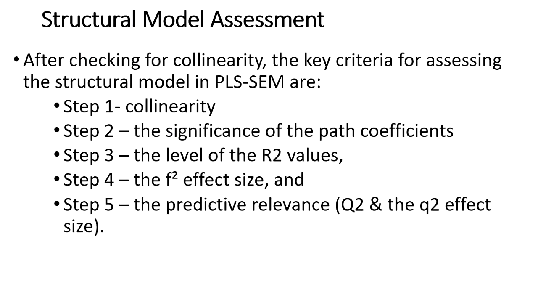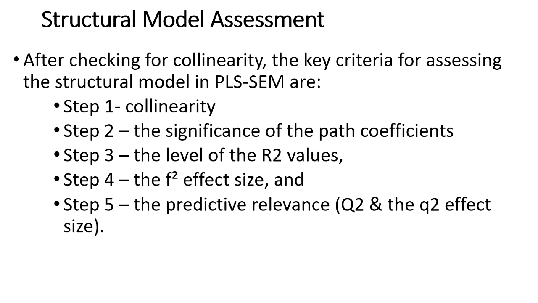So, what are the steps for structural model assessment? We'll have 5 steps. After checking for collinearity, the key criteria for assessing the structural model are: first, as we said, collinearity. Second, the significance of the path coefficients. Third, the level of the R-square values. Fourth, the F-square effect size. And number 5, the predictive relevance, Q-square, or Q-square effect.